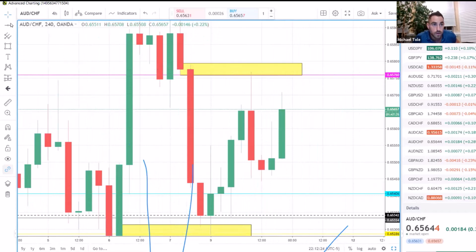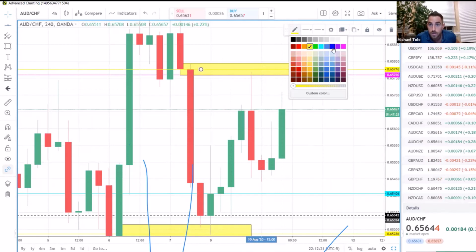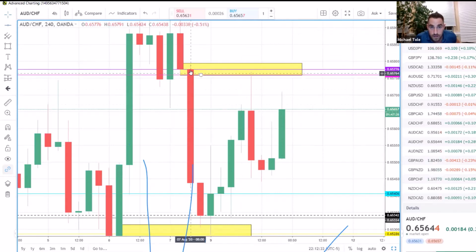Here's the top here. I'll draw the top of the wall. It's yellow. We got a yellow box. We should probably change that. We'll go purple. See, that's the top of that wall on the 4-hour. I told you in that last lesson last week, you don't want to go right to the top of the wall. You want to go just down below it.